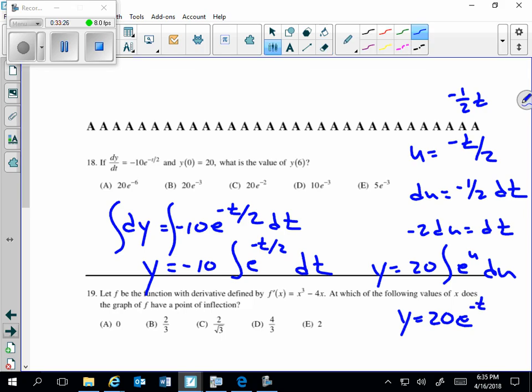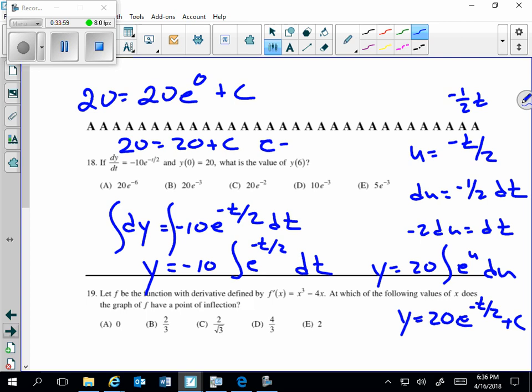Negative t over 2. What do I need in here? Plus c, correct? So now I'm going to jump up to the top of the board. Y of 0 equals 20. So 20 equals 20 e to the 0 power, right? Because 0 is my t, and 0 divided by 2 is 0. E to the 0 power is 1. So I have 20 equals 20 plus c, so c must equal 0.